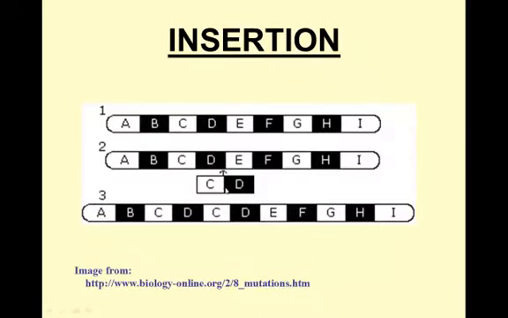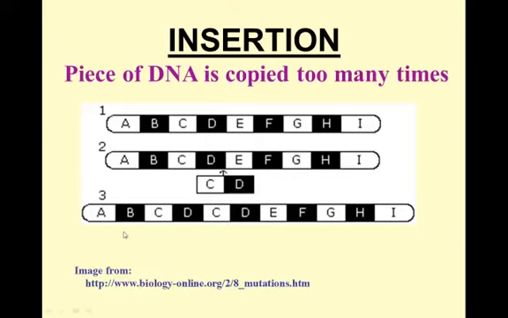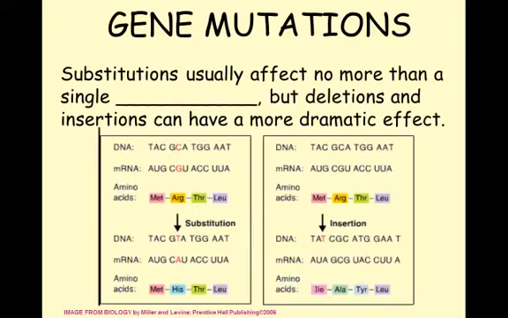Adding extra pieces, extra copies or extra letters into the code can also cause some problems. That's called an insertion. We're putting in extra pieces, and if the insertion is multiple copies of the same code, we call it a duplication. We're duplicating more than one copy. If we're adding in extra code, that's called an insertion. When you insert something, it means you're adding it.